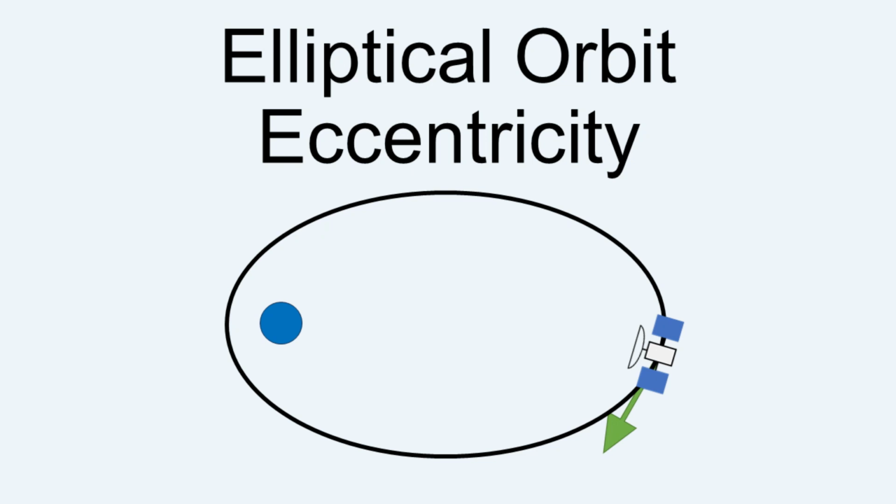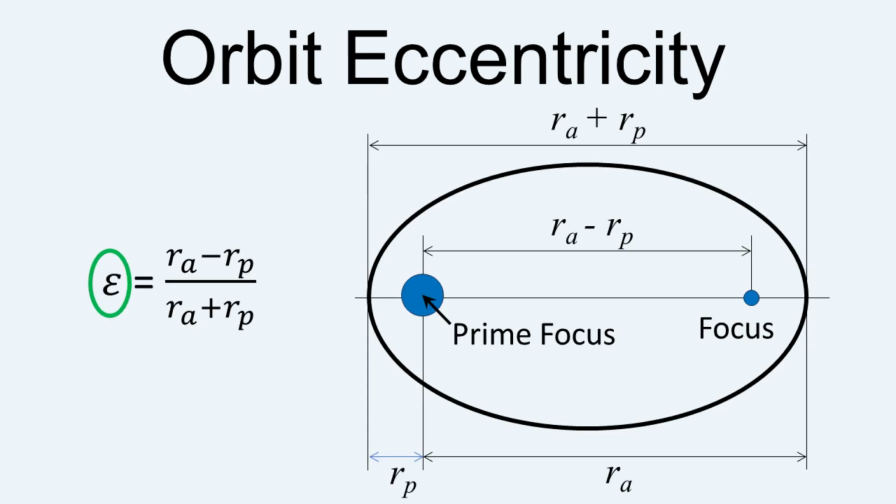The eccentricity of an elliptical orbit is a measure of the amount by which the orbit deviates from a circular orbit. It is found by dividing the distance between the focal points of the ellipse by the length of the major axis. Ra is the radius at apogee.